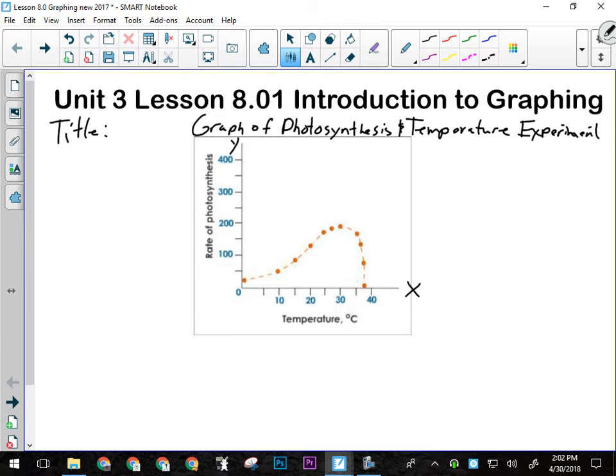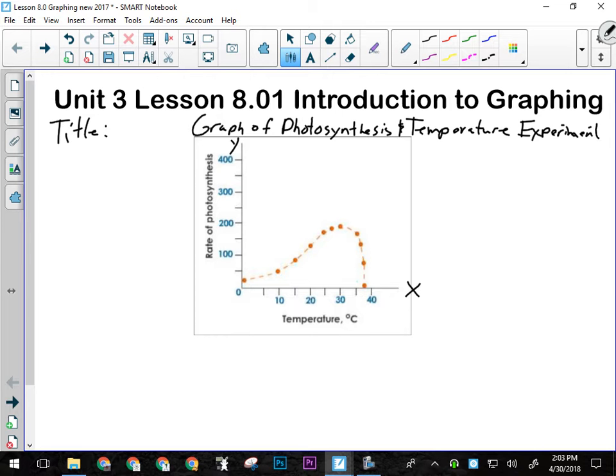The x-axis is temperature in degrees Celsius. So not only is it telling me what it is, it's also telling me the unit it's measured in. Same on the y-axis. We're talking about the rate of photosynthesis. They don't really have any units there because that's a hard thing to actually have units for, but it would probably be in something like milligrams of oxygen per hour. So this is our graph thus far. We have labeled axes, we have a title.